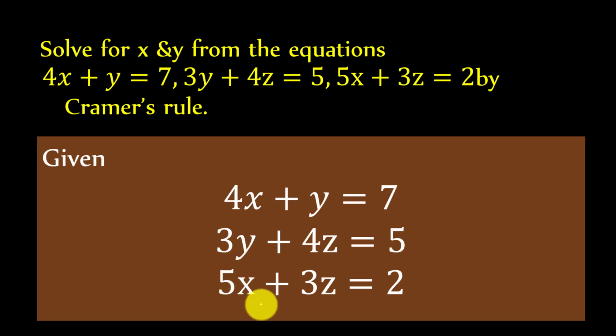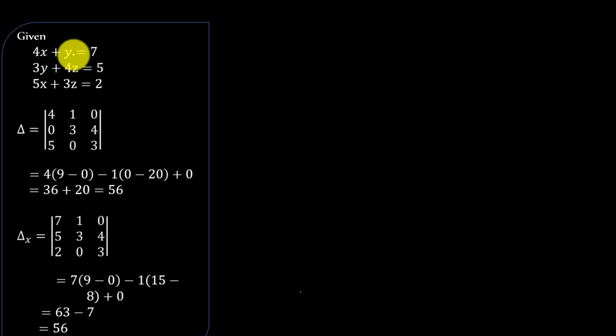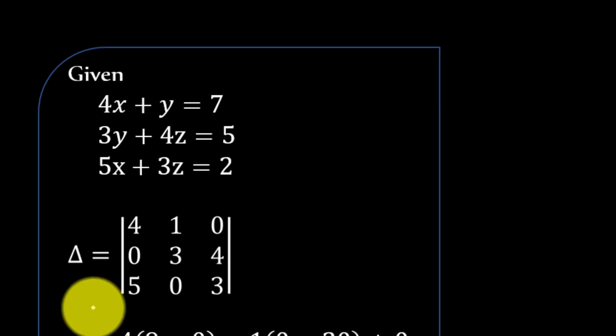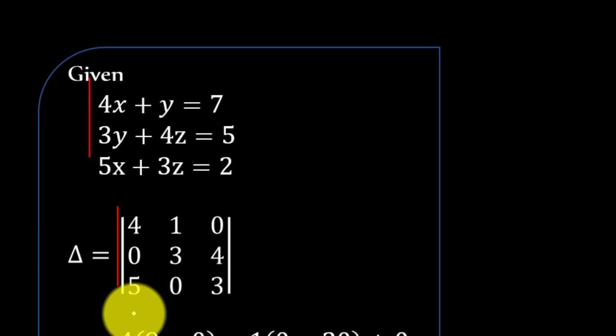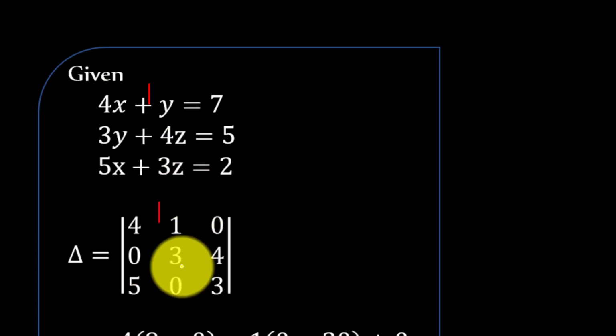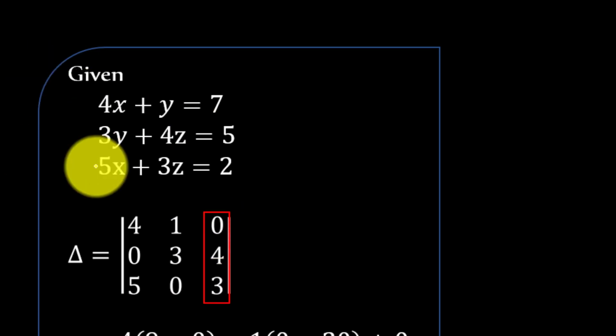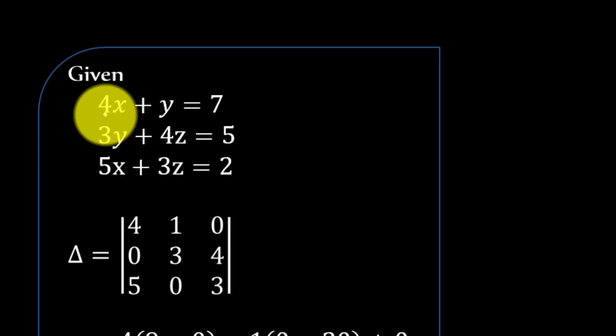In the second one you can observe there is no x, and in the third one there is no y. First of all, let us take how to write down these values. It is very simple. Here also we have to find delta, delta x, delta y and delta z. With the help of these three given equations I have written delta. So how to write delta? It is very simple. Write down the coefficients. First, x coefficient 4, and in the second one x is not there, so I have written 0, and y is a y. Similarly x coefficient, y coefficient and z coefficient.